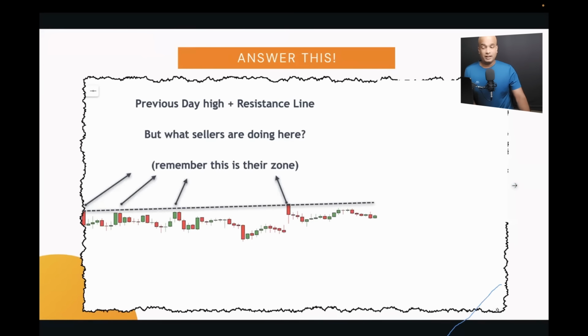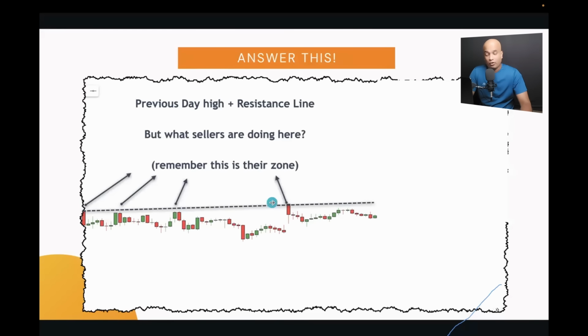Now you answer this. Now you have a little bit of idea. Abhi aapko kuch idea hai. So ye resistance bhi ho sakta hai, resistance line bhi ho sakta hai. Ye previous day, 2 days high bhi ho sakta hai, high bhi hai. So either it's very simple. What sellers are doing at this level? Kyunki ye level hai na, ye do din ka high hai, resistance line bhi hai. So isko seller kya karna chahiye tha? Just think for 1 minute, 1 second, 2 seconds.